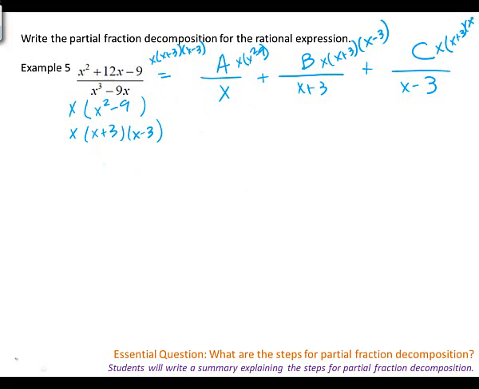That's really awful. I can't write it. I gotta write it smaller. Sorry. Fix that up. So x times x plus 3 times x minus 3. I don't think I made it any better.